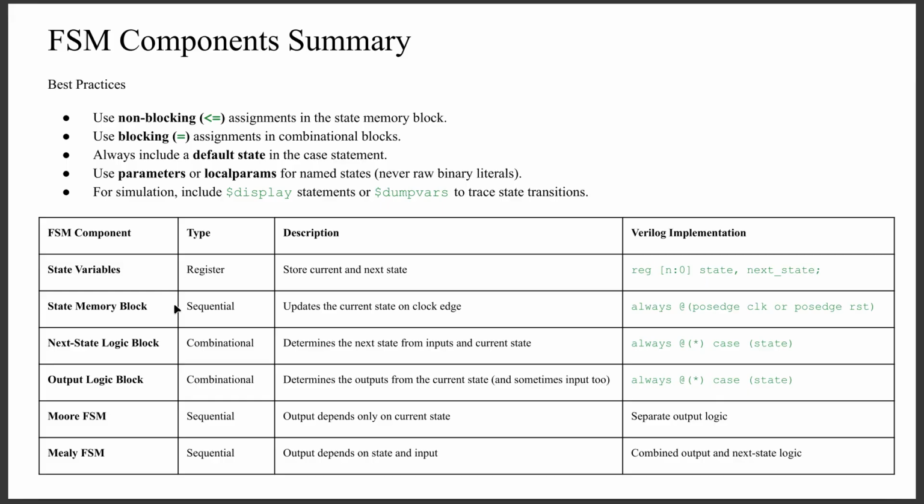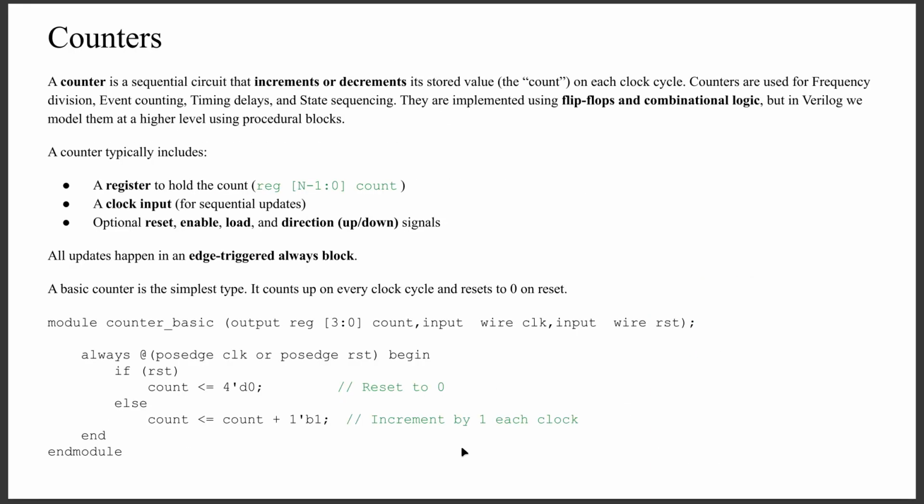So we have our state variables, state memory block, next state logic block, output logic block, and a Mealy FSM. Our state variables store the current and next state, our memory block updates the current state on the clock edge, and our next state logic determines the next state from the inputs and current state. Our output logic block determines the outputs from the current state and sometimes the input too. And remember, for a Moore, the output only depends on the current state, and for Mealy, the output depends on the state and input.